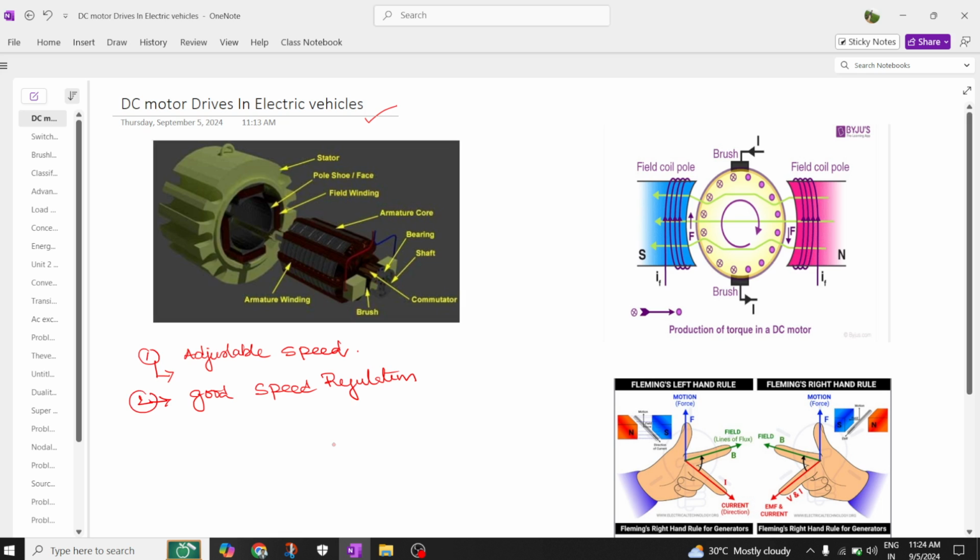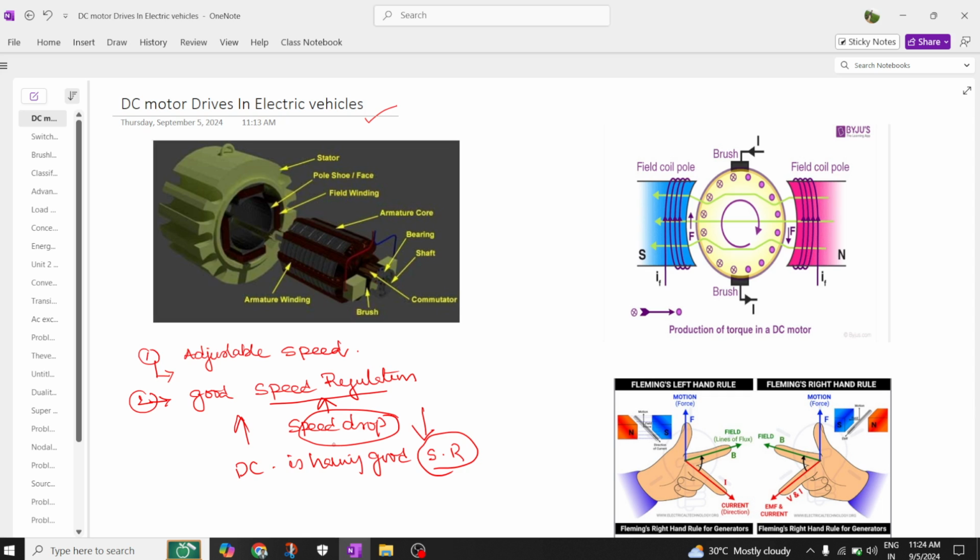So what is speed regulation? Speed regulation is also called speed drop. The drop in speed should be minimum. If it is minimum, I can say our DC motor has good speed regulation. So what does speed regulation mean? For an increase of load, how much the speed of the motor decreases is the drop in speed, and it should be minimum.